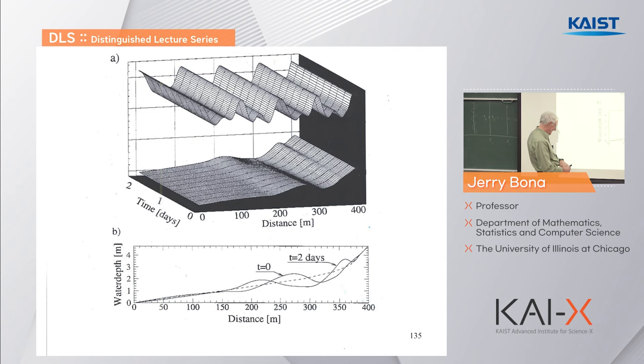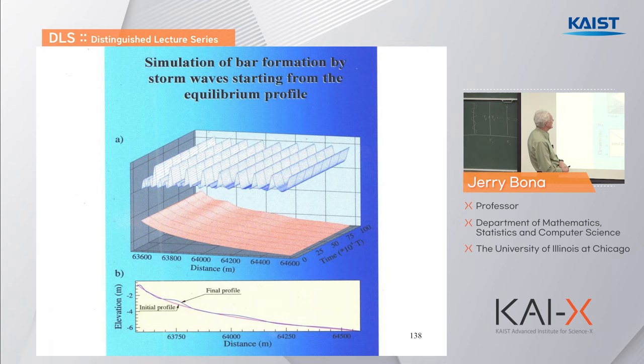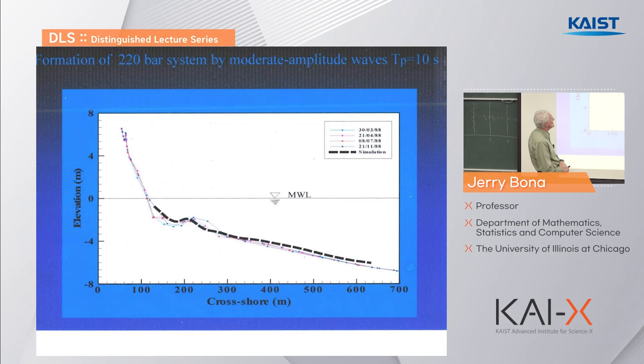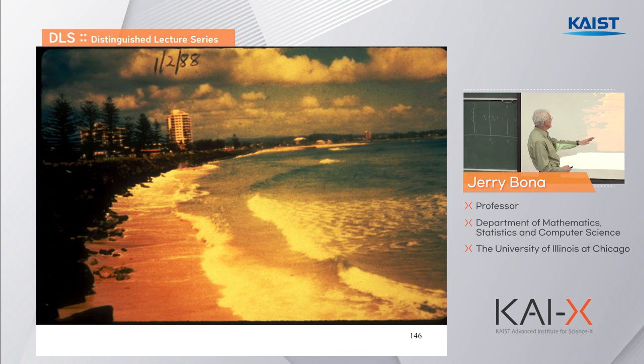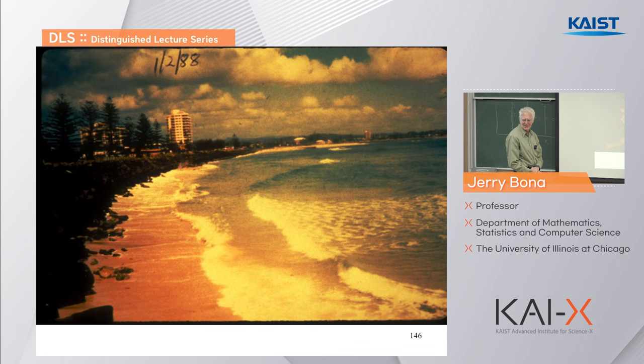Okay, so I'm going to skip this because I want to get to the part where we actually use this model. So this is the Gold Coast of Australia. Those are expensive condominiums in the background, you know, $2 or $3 million a throw. And this is a beach, which I gather was once upon a time a big, nice beach. Maybe it wasn't Rio, but it wasn't bad. And they don't have a beach.